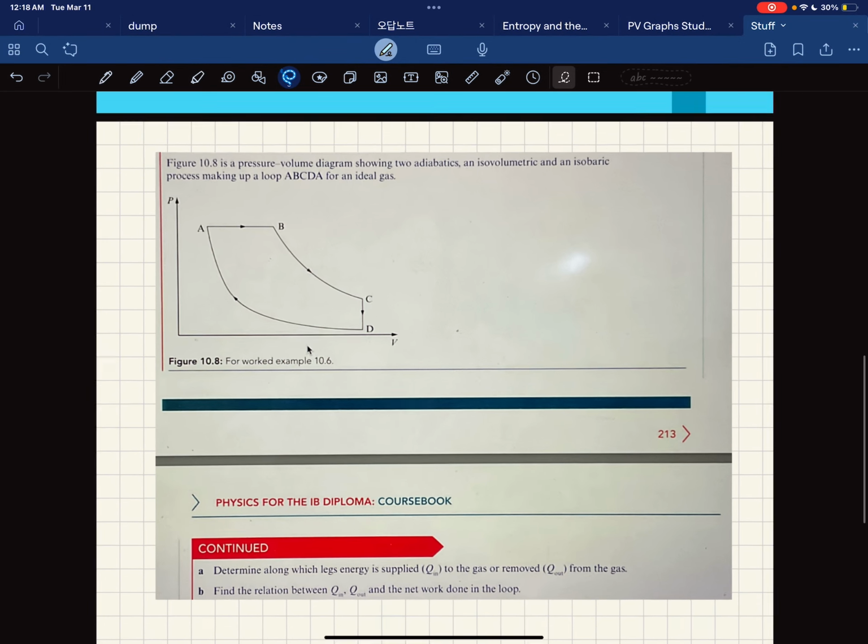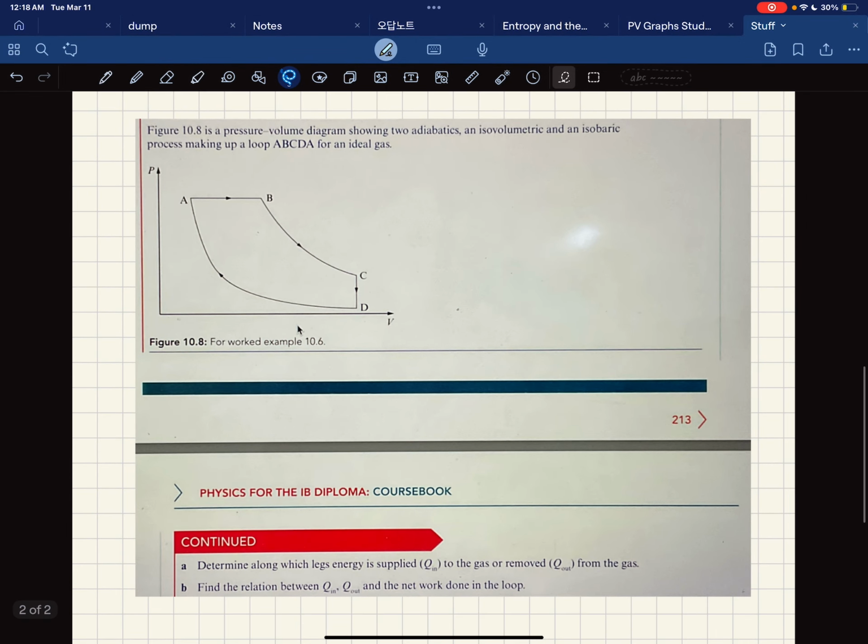Hey everyone, this is another thermo question, and before I give you the answers, I highly suggest you try them, because personally I found it to be quite difficult initially.